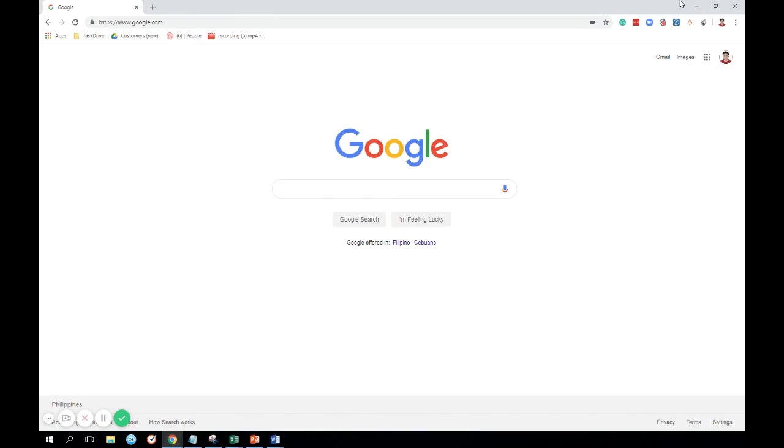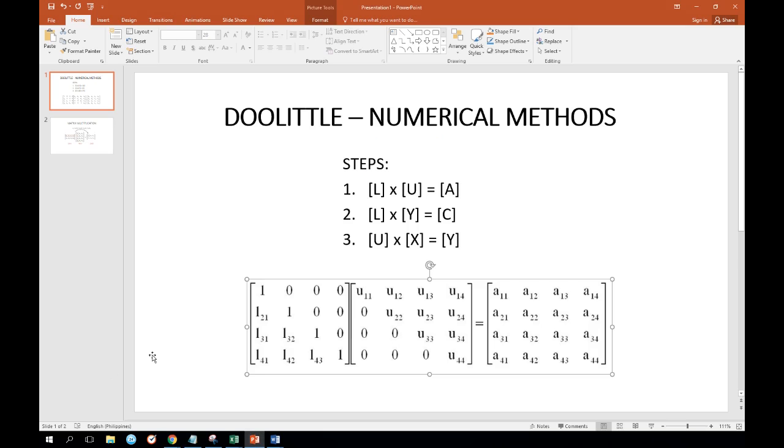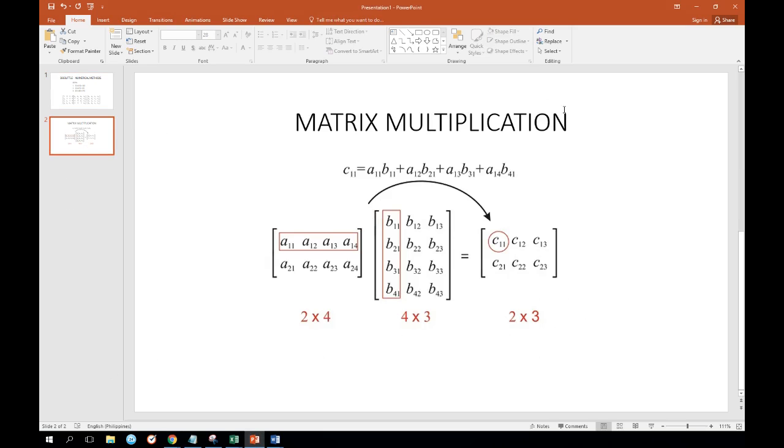Everyone. So today we will be learning how to do the Doolittle method. But before we go to that part, let's go first and have a review of what matrix multiplication is. We have to do this because it's very important that we understand how matrix multiplication is being done, because if not, we will then be confused as we go along with the Doolittle method.